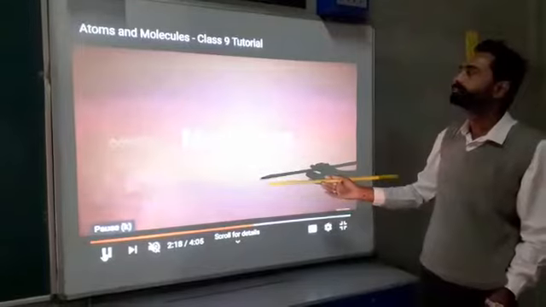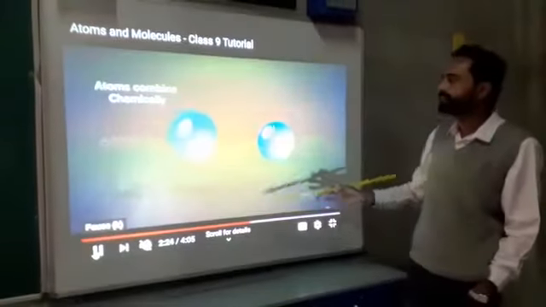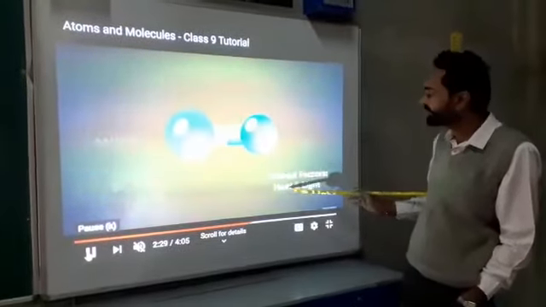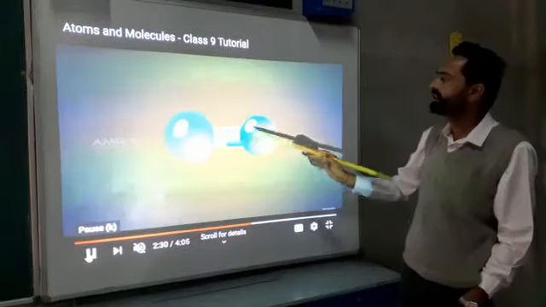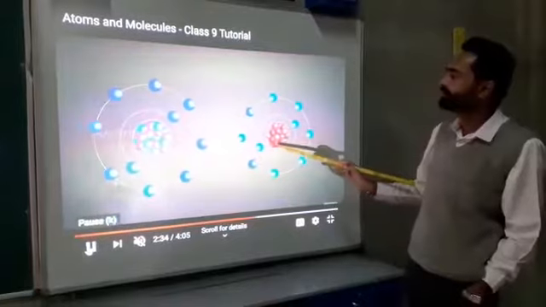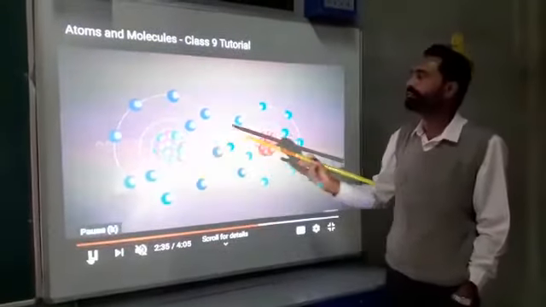Then molecules. When two or more atoms combine with each other, the structure formed is called a molecule, and these atoms join together by external forces like heat and light to form a bond with each other. These bonds can be formed by gaining electrons or by losing electrons.